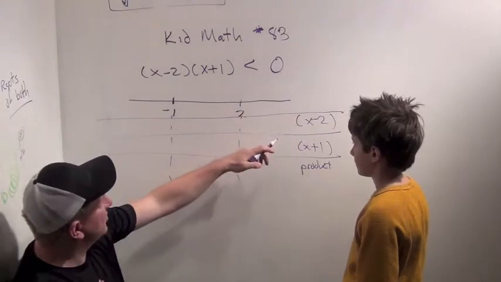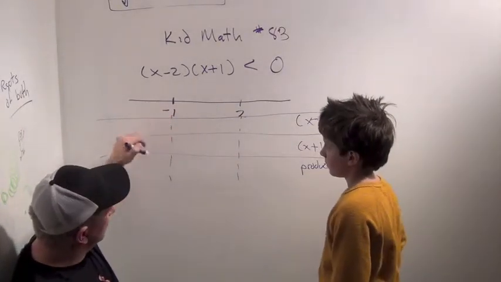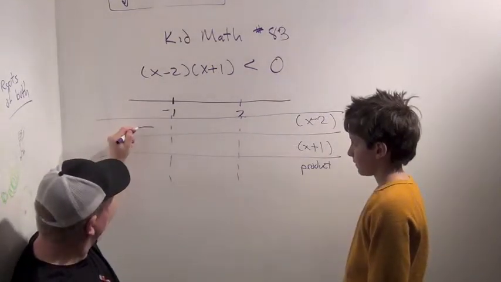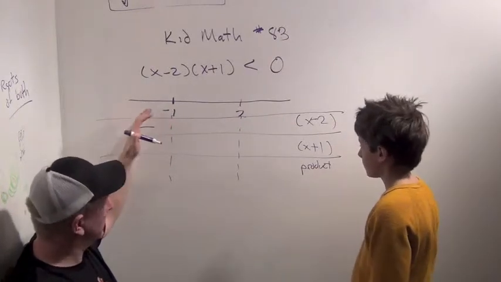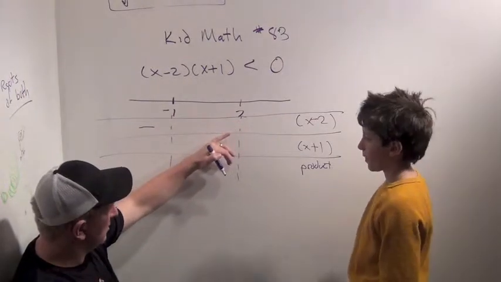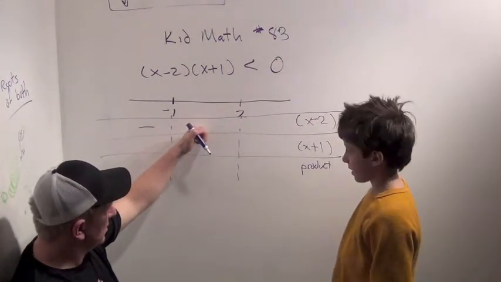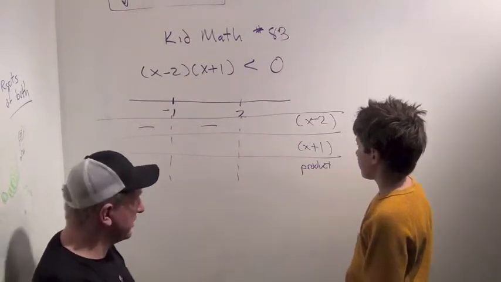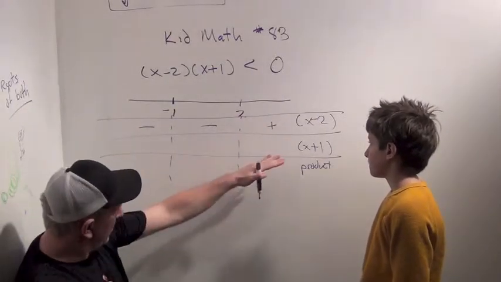So x minus 2, for example. When x is less than -1, is this positive or negative? It's negative. You can pick any number you want, like -1,000 or -2. How about a number between -1 and 2, like 0? Is x minus 2 positive or negative? Negative. And how about a number bigger than 2? It's positive. Great.